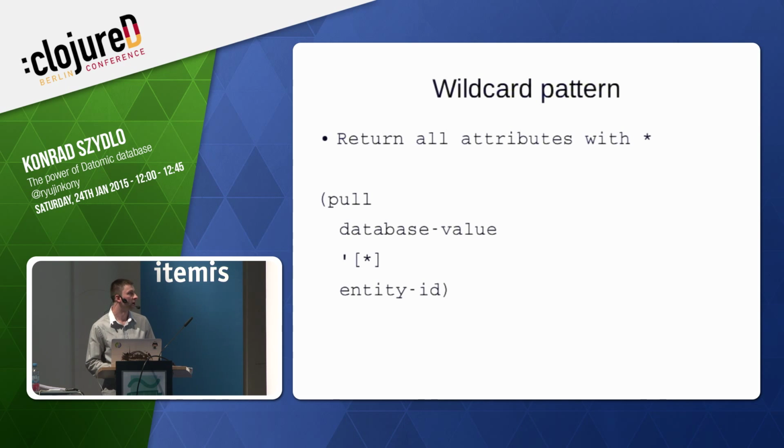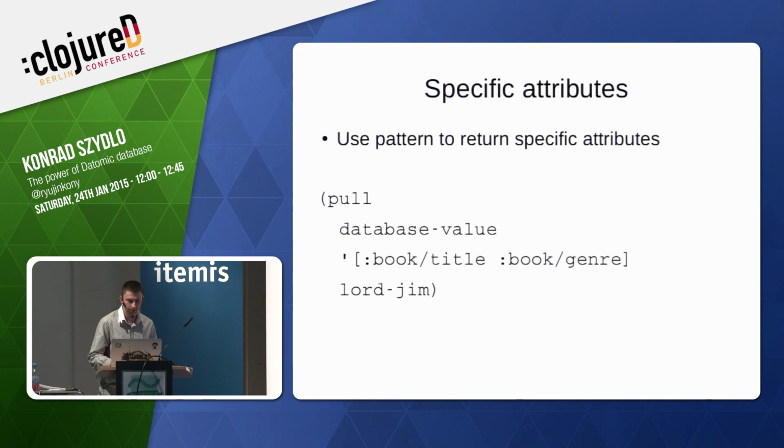One of the patterns that we could use is a wildcard pattern. Similar to Unix, it's a star. So here, we want to pull from our database all the attributes for some entity ID. In some cases, we want to be more specific, so this query would pull only book title and book genre for the Lord Jim book.